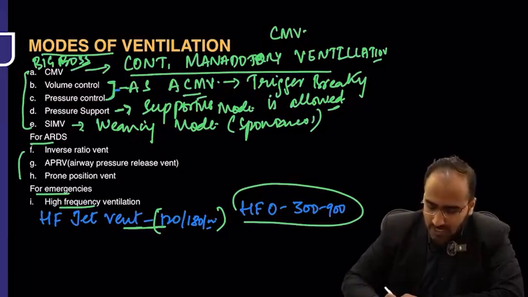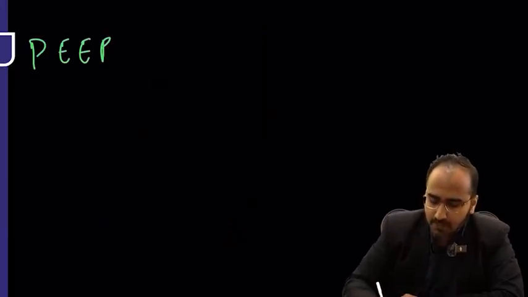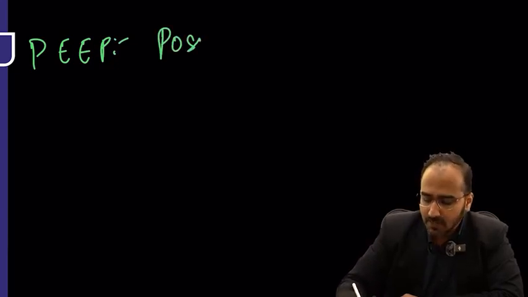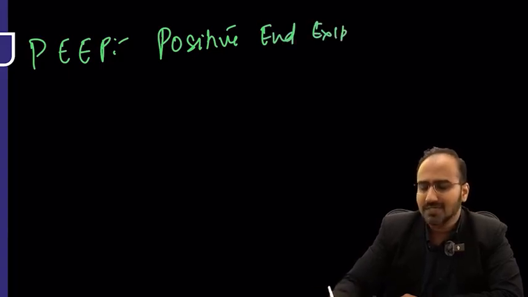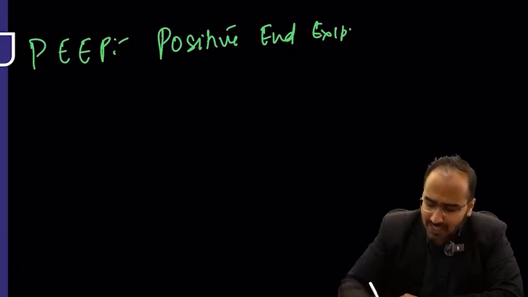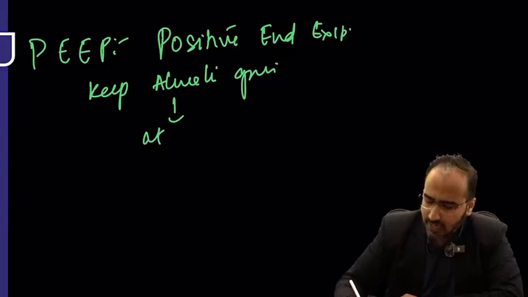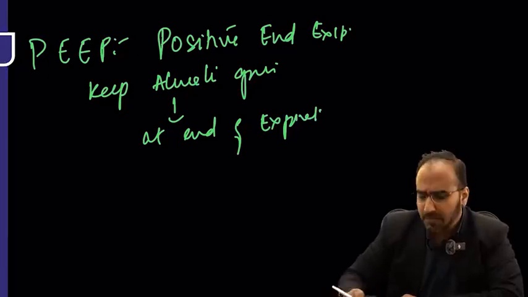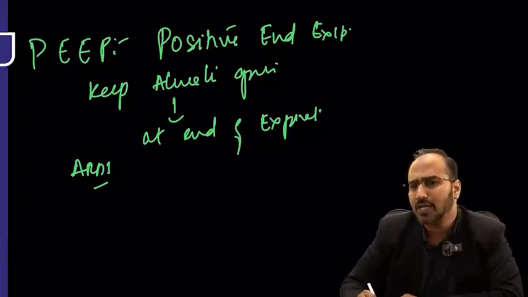Okay. Now guys, while setting the ventilator, you also set a thing called PEEP. What is meant by PEEP? PEEP is nothing but positive end expiratory pressure. Basically, what is that guys? It is the pressure required to keep the alveoli open at the end of expiration. That is called PEEP. Okay? PEEP is used for ARDS patient. PEEP is used for many conditions, guys. Pulmonary edema and all, you can use this PEEP.